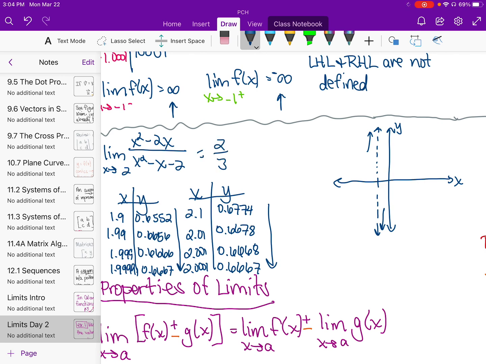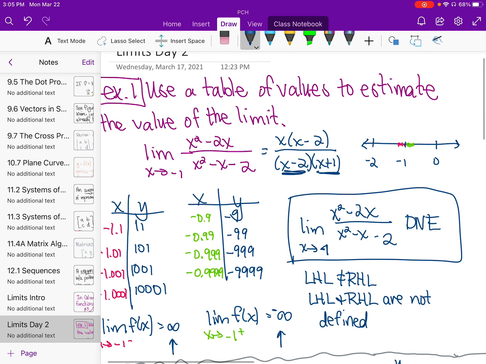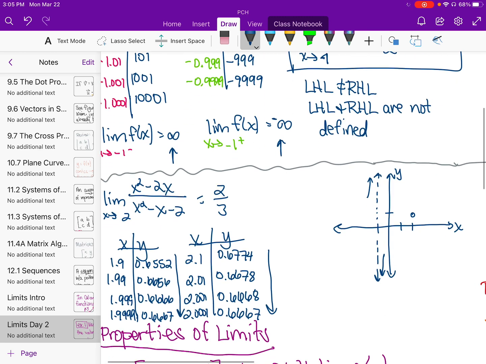So this tells me there's not an asymptote because the behavior surrounding an asymptote either goes to infinity or negative infinity. This is going to a number. So what this is telling me is when x equals 2, my y value is going towards 2/3, but I know that this function is not defined at x equals 2. So that's a removable discontinuity.